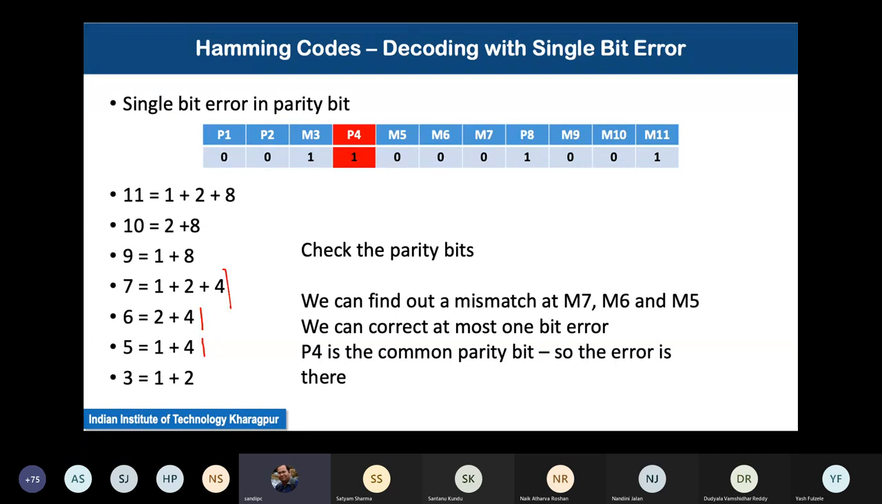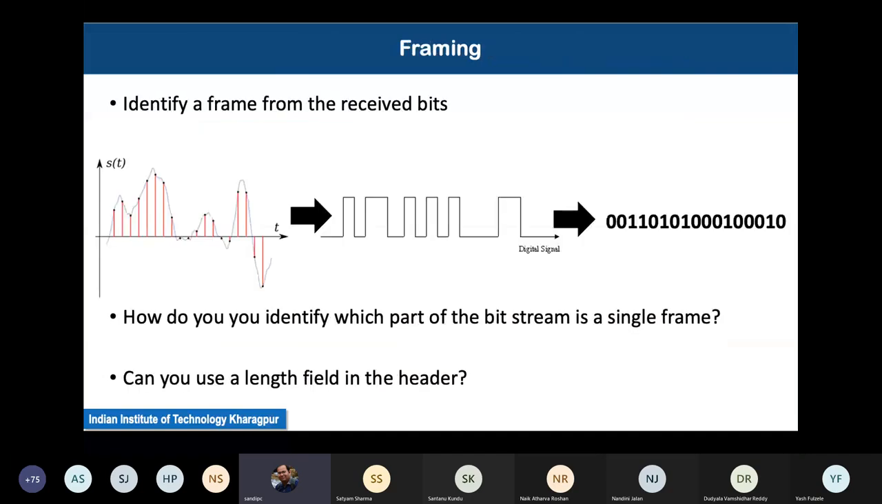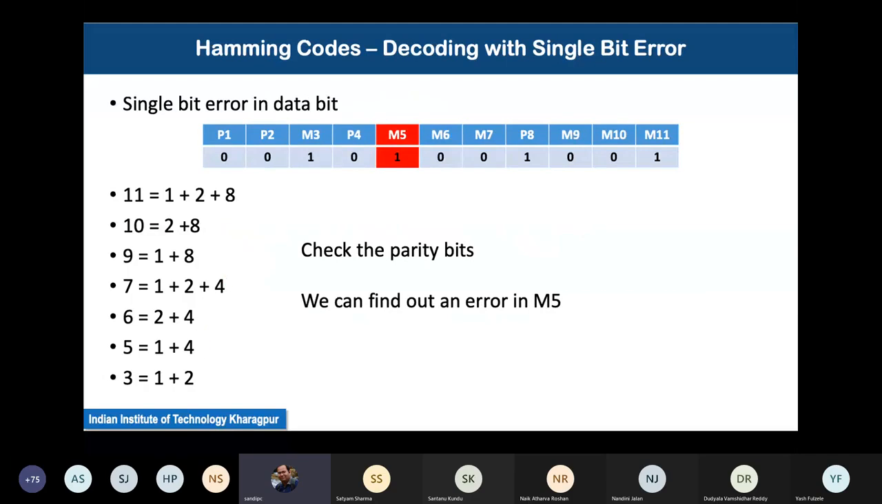Now the thing is that because there is a mismatch in the 3 data bits, and P4 is the common parity bit for M7, M6 and M5, that means the error is there in P4. That way you can find out that there is an error in the parity bit. In the same way you can try making a 2-bit error, and you will see that you will not be able to detect 2-bit errors using this kind of idea of Hamming distance.